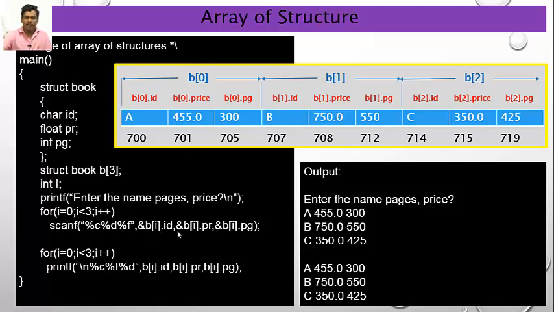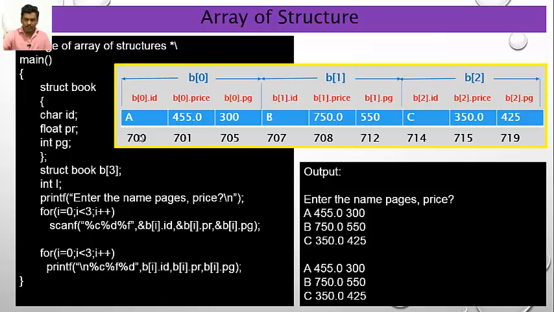So b[1].id takes the next input, b. That b is assigned to b[1].id. Then b[1].price is 750 and b[1].pg is 550. Then the loop continues. Now the value of i is 2. So c is assigned to b[2].id, 350.0 is assigned to b[2].price, and then 425 is assigned to b[2].pg. So this is the input.